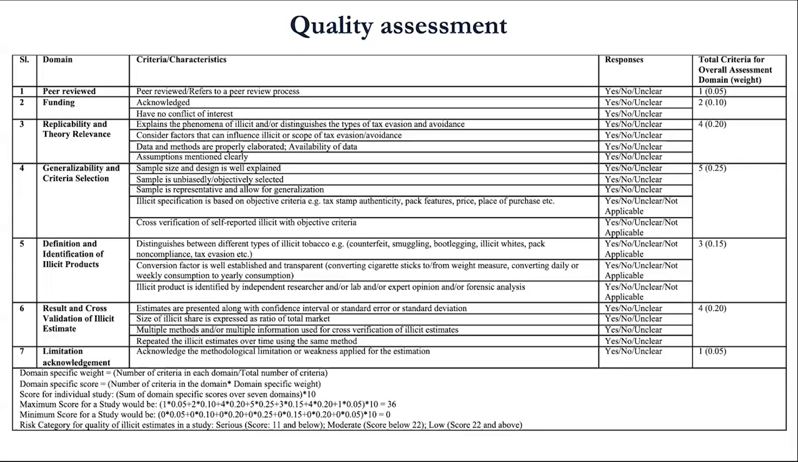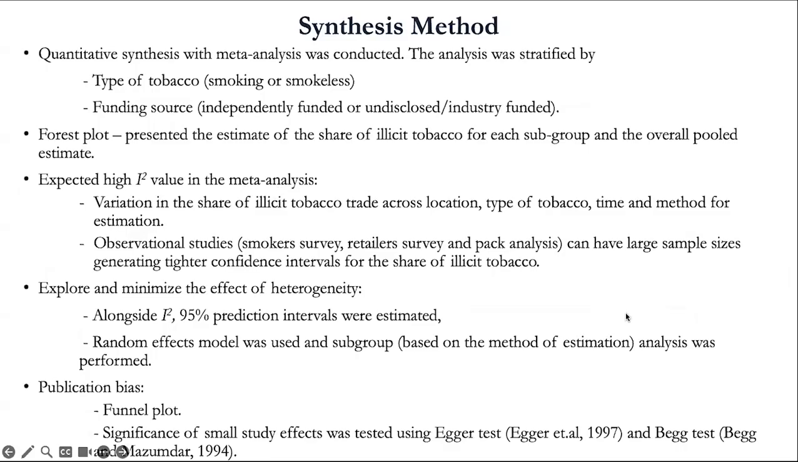So we categorized an included study in 3 different groups. One, the study can have serious risk of bias if it has an overall score of 11 or 0. It was characterized as having a moderate risk of bias if the score was below 22, and we characterized the estimate as low risk of bias if the score was above 22. So this was the critical appraisal method that I have used for my included studies to go through the risk of bias assessment.